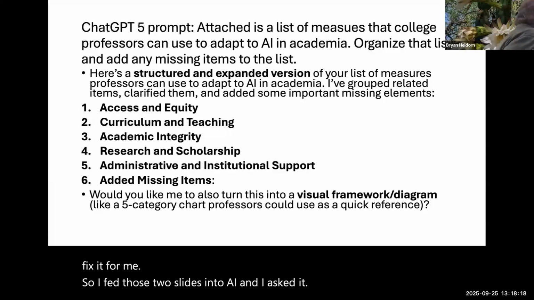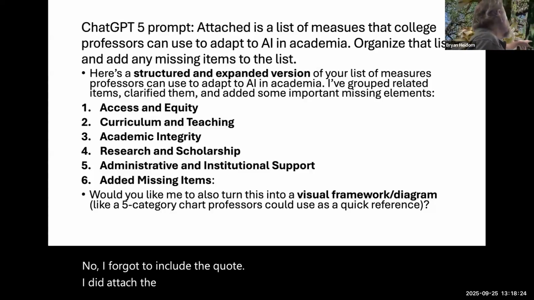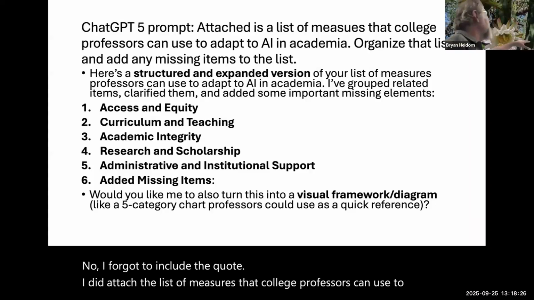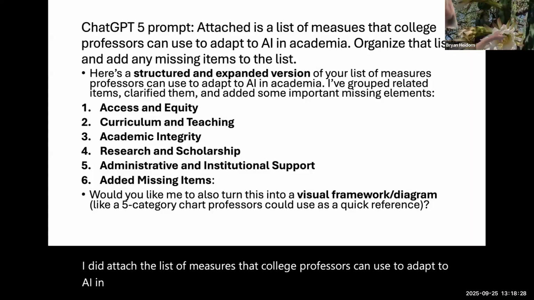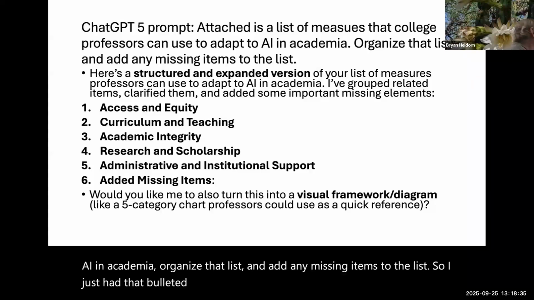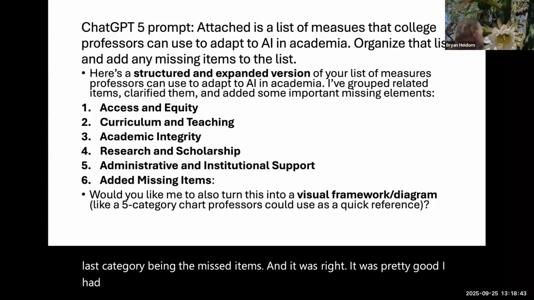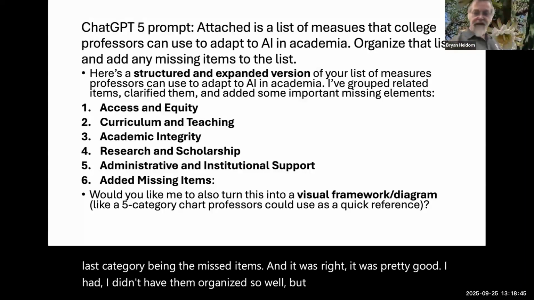oh, I forgot to include the quote. I attached a list of measures that college professors can use to adapt to AI in academia, organize that list, and add any missing items to the list. So I just had that bulleted list, and it organized it into these 6 categories, the last category being the missed items. And it was right. It was pretty good. I didn't have them organized so well, but it broke down into those categories.